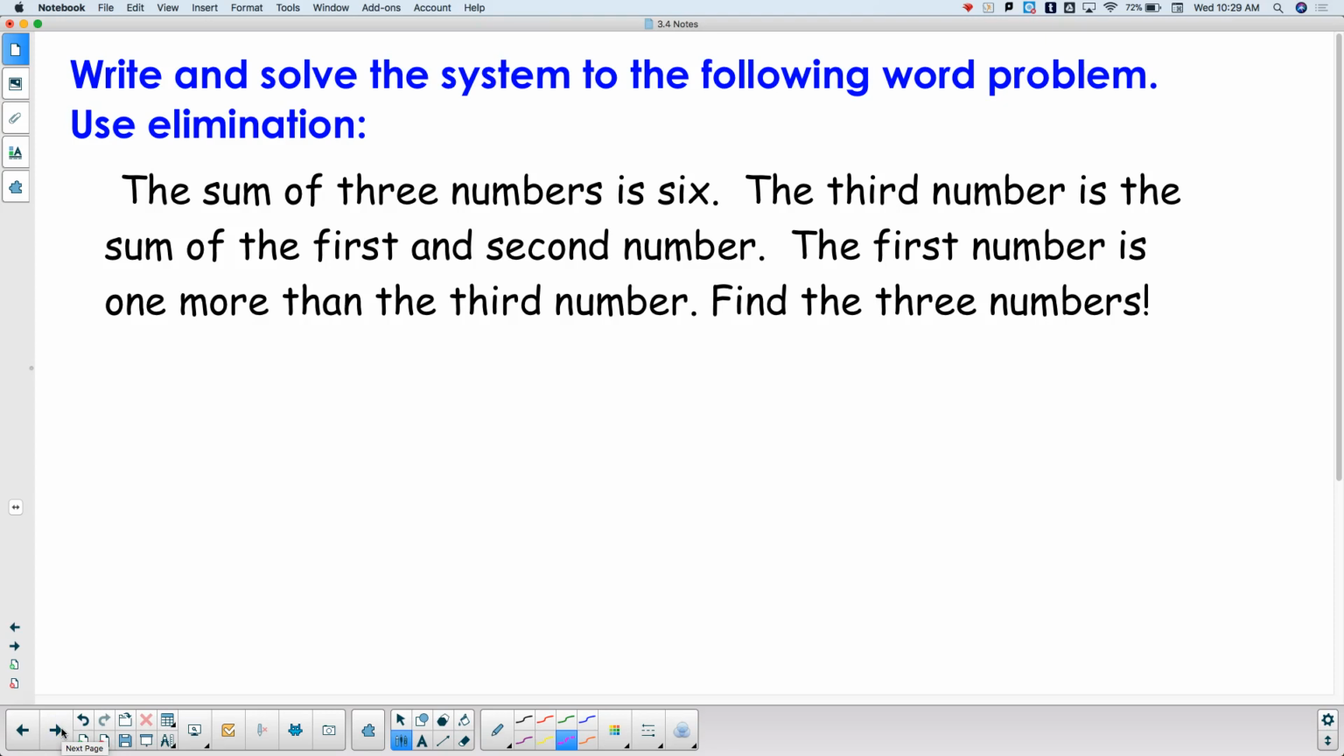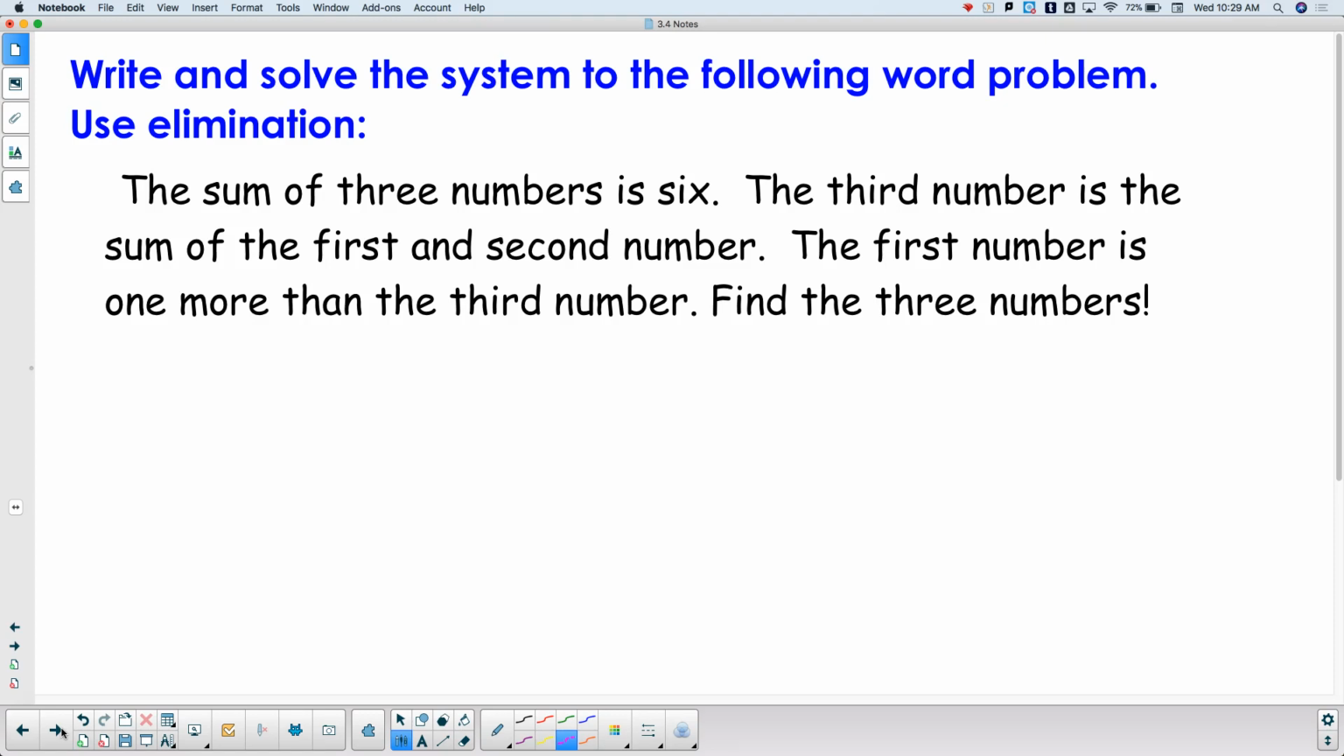Word problems now. Write and solve the system to the following word problem. Use elimination. Okay. So the sum of three word problem, tap the brakes, I'm getting ahead of myself. What's the first 3 steps in a word problem?